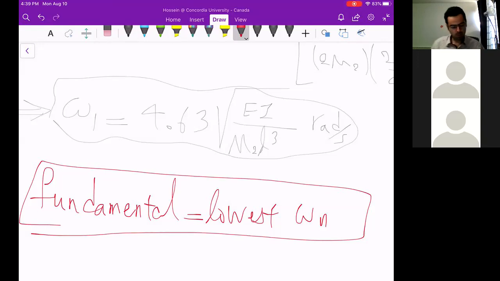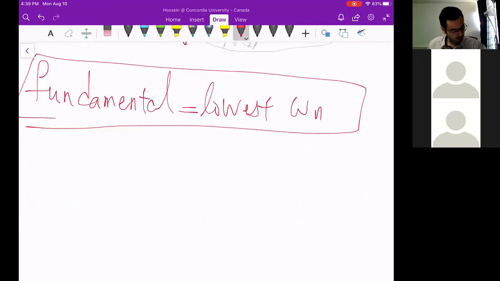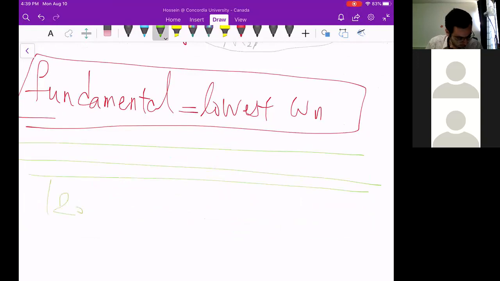So the next problem would be 12.23, the Holzer method.